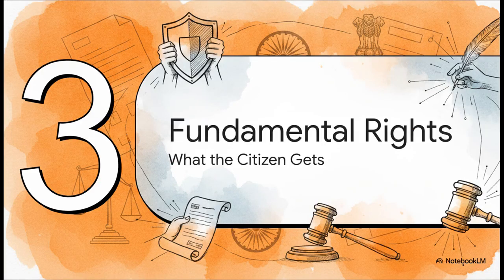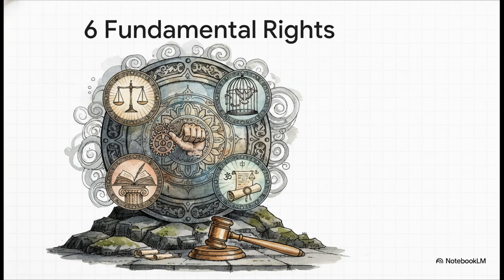All right, Section 3, your fundamental rights. Let's talk about what the citizen gets. This is Part 3 of the Constitution. These are the basic, fundamental human rights guaranteed to Indian citizens, and they act as a super crucial restriction on the power of the state. We've got 6 core protections listed here: the right to equality, the right to freedom, the right against exploitation, the right to freedom of religion, cultural and educational rights, and the right to constitutional remedies.